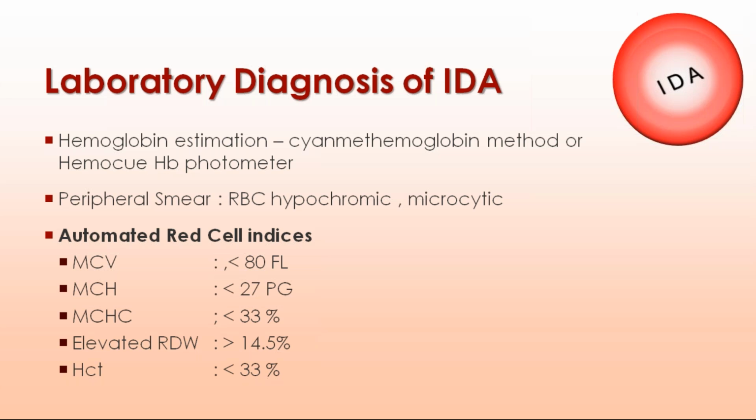They have developed a device now that looks like your glucometer. Just a drop of blood is put on that, and it will tell you the hemoglobin levels. So these are the two methods: one is a laboratory method, one is a field method.